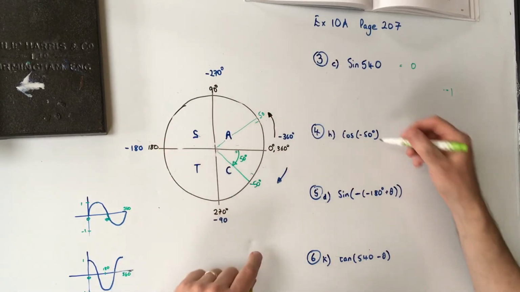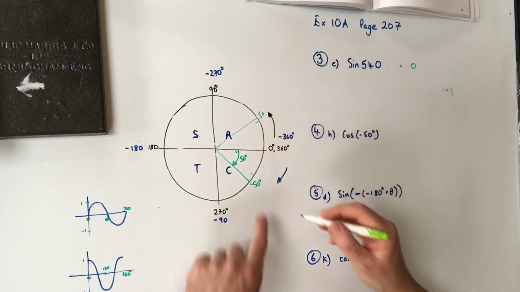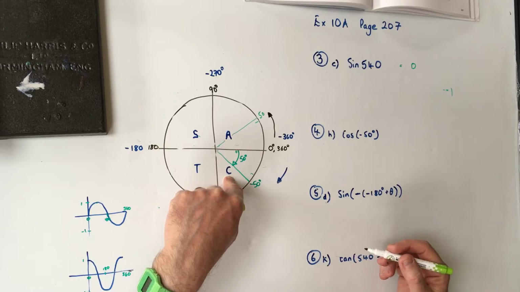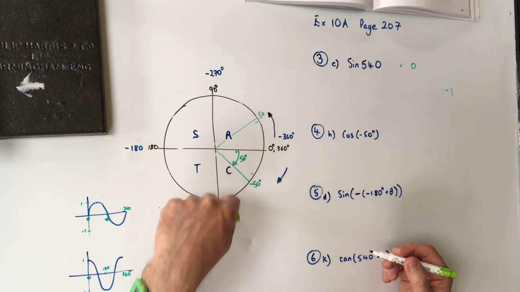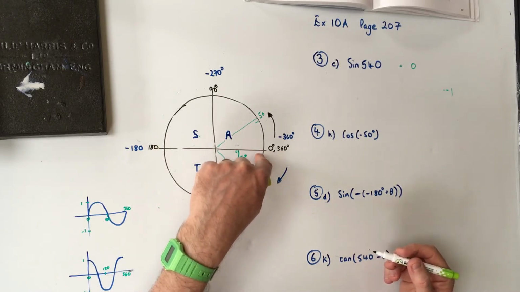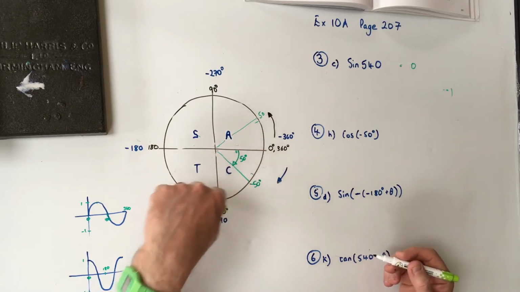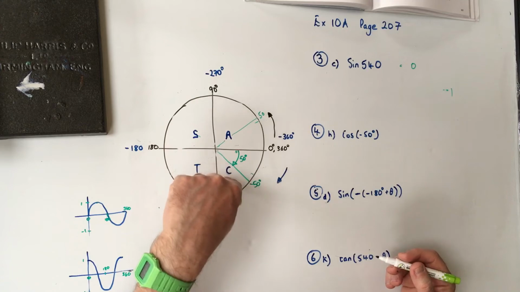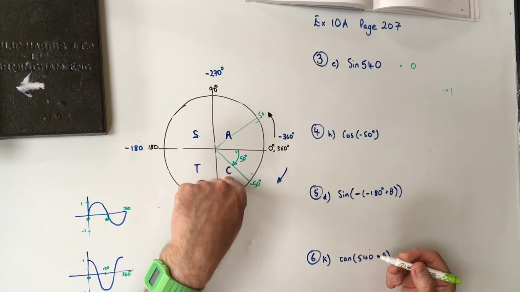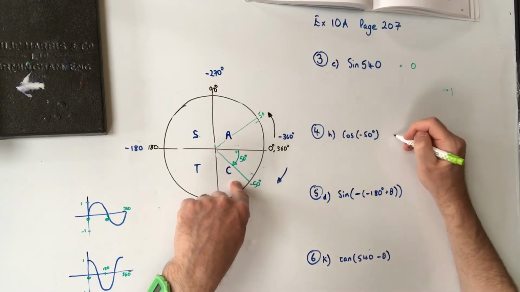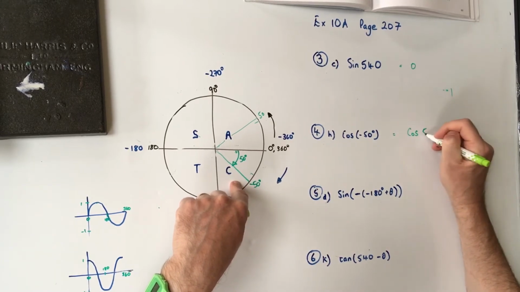And that there, the cos of minus 50, okay, is in the cos region. And in that region there, between 270 and 360, or between 0 and minus 90, doesn't matter which way you're going round, cos is always positive. That's what the C says in that region. So that is the same as the cos of 50 degrees.